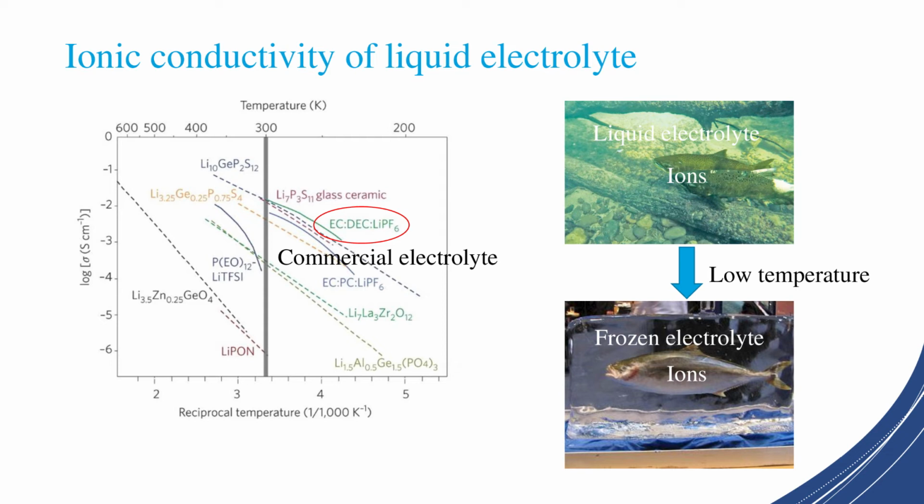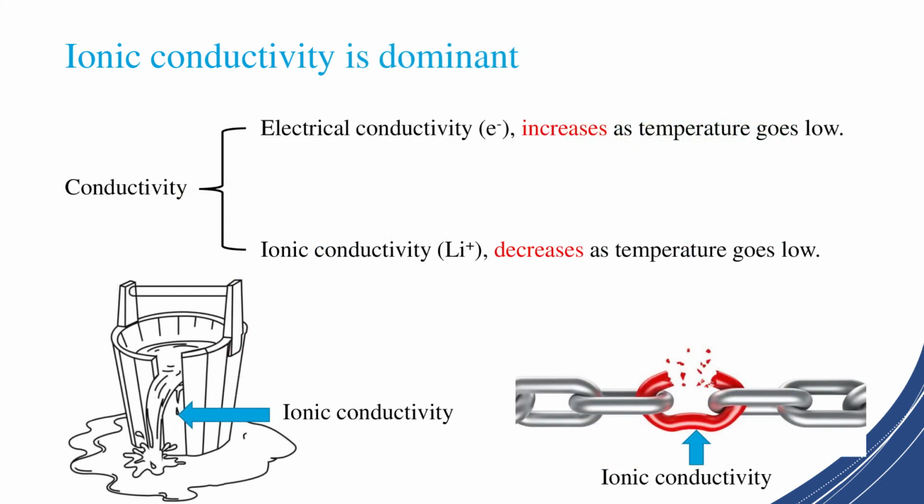And we can think of this like a fish in water. Lithium ions are like the fish swimming through the electrolyte, which is the water. But as the water gets colder and colder, it hardens, freezing the fish so that they can't move. Briefly, as the temperature lowers, the electrical conductivity increases, but the ionic conductivity decreases and becomes the limiting factor in the overall performance. Under this low temperature, ionic conductivity becomes like a short board in a wood bucket or the weakest link in a chain.